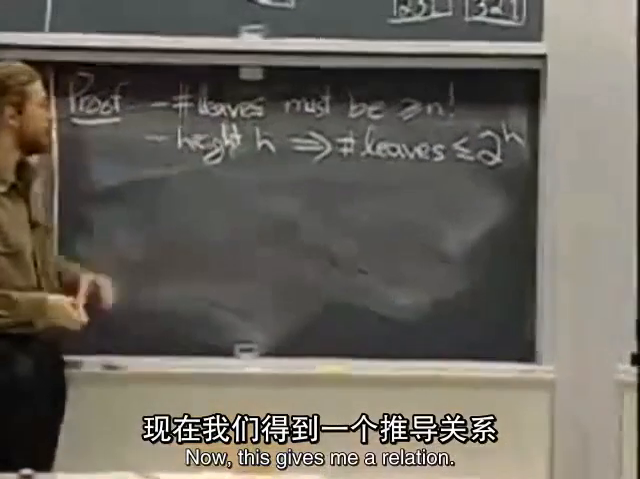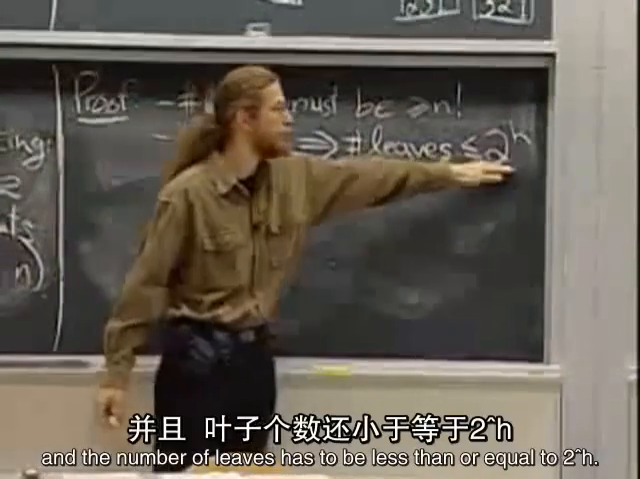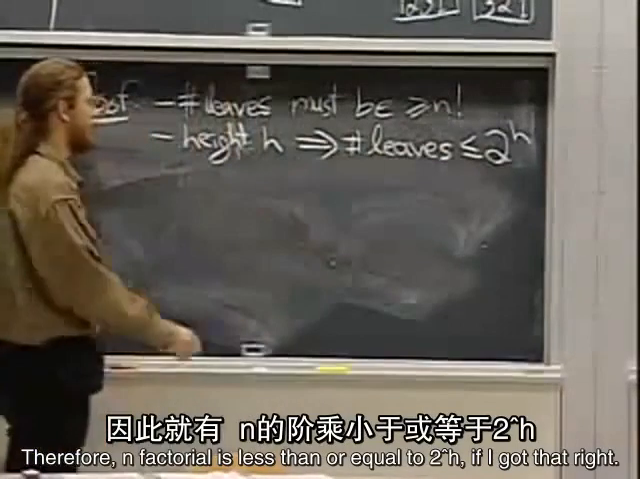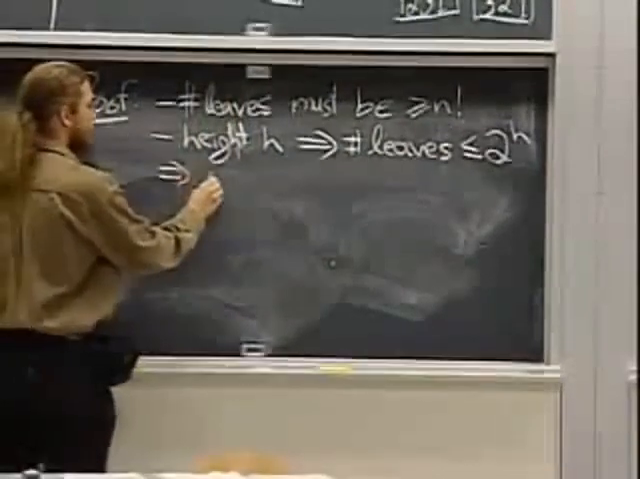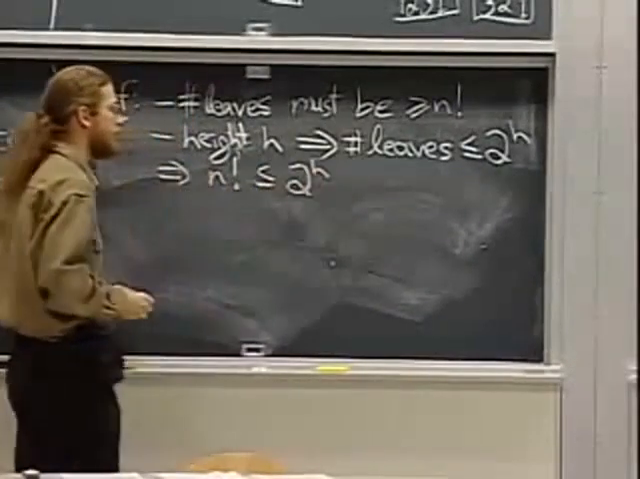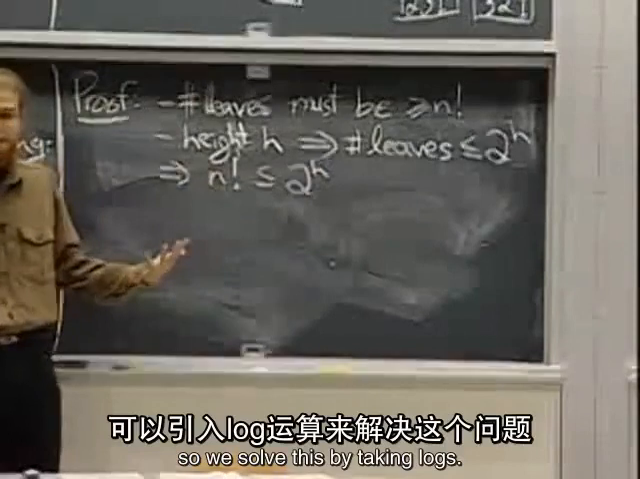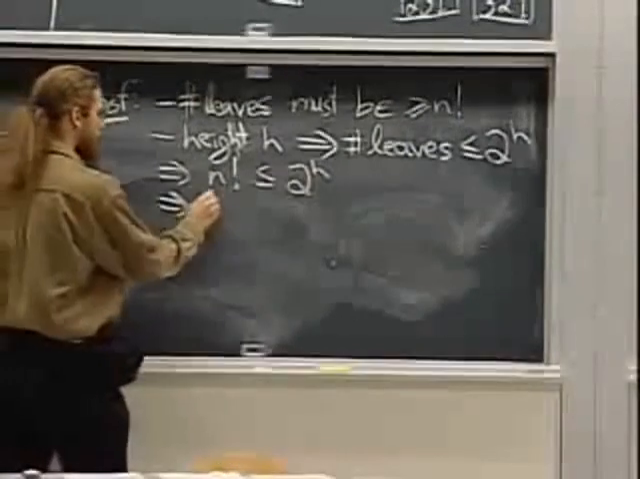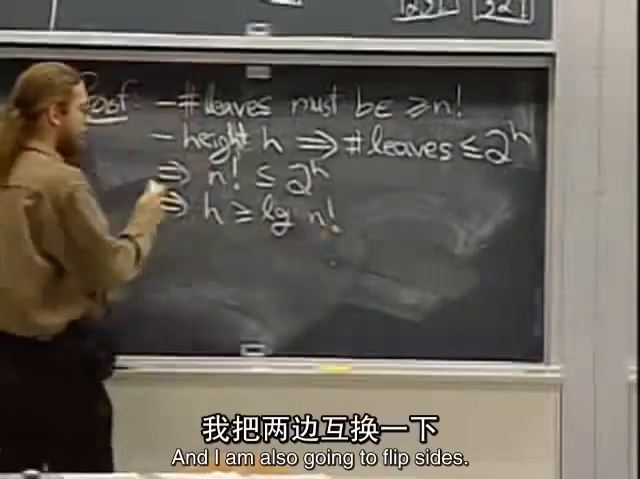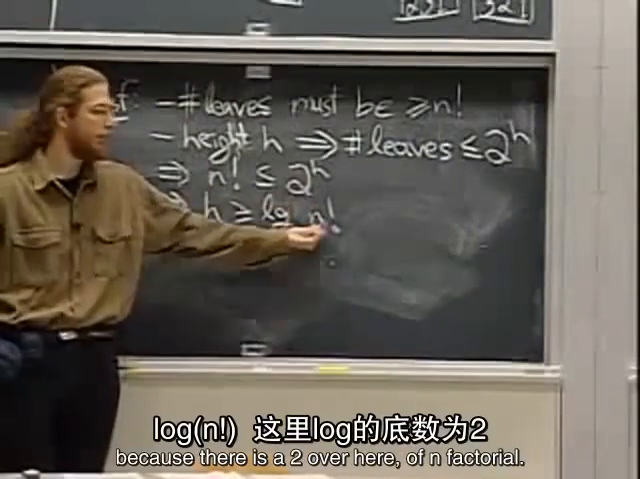Now this gives me a relation. The number of leaves has to be greater than or equal to n factorial, and the number of leaves has to be less than or equal to 2 to the h. Therefore, n factorial is less than or equal to 2 to the h. Now, again, we care about h in terms of n factorial, so we solve this by taking logs. And I'm also going to flip sides. So now h is at least log base 2, because there's a 2 over here, of n factorial.